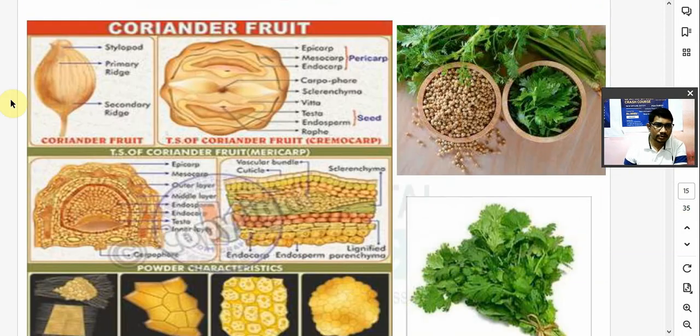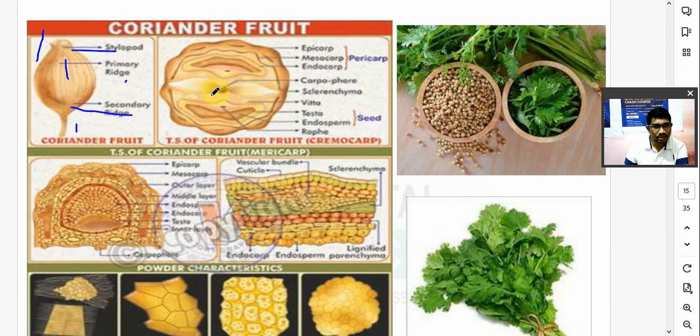You can see this one is known as coriander. This one is known as coriander. So coriander fruit. So you might have seen, this is known as a complete fruit. So this part is known as cremocarp. These dark lines are known as the primary ridges. Light lines are known as secondary ridges. This is known as cremocarp.